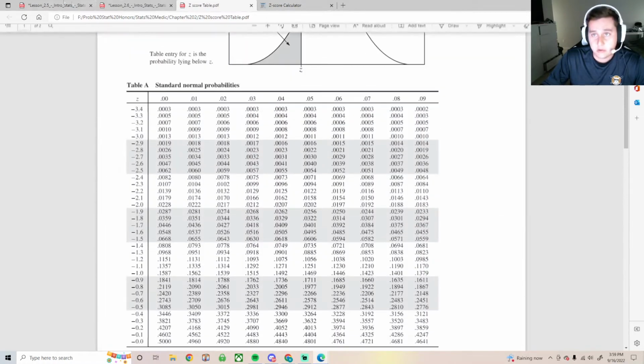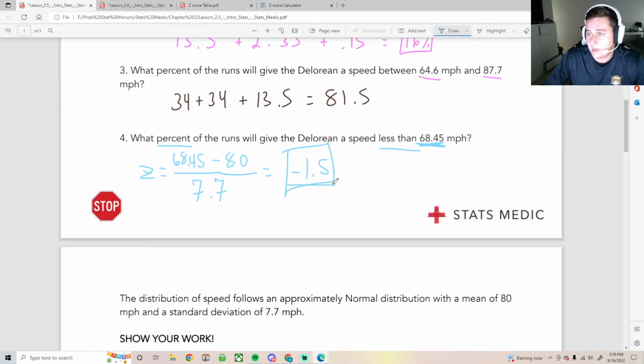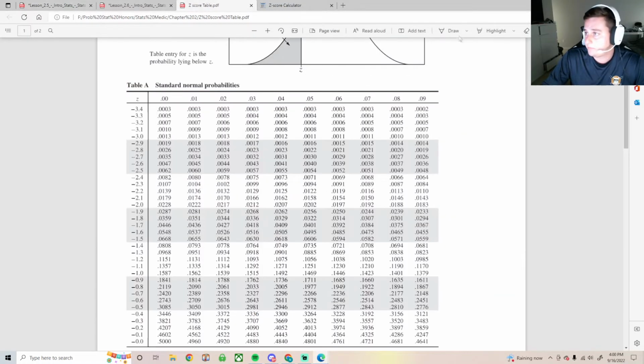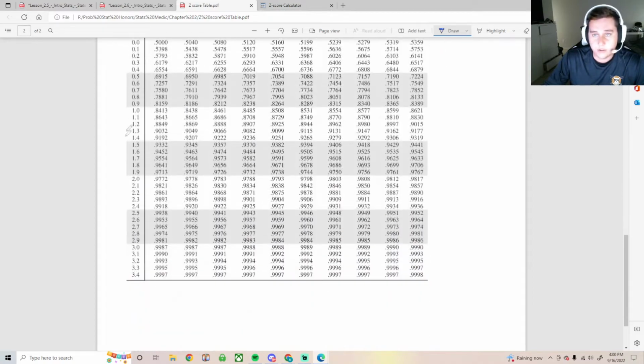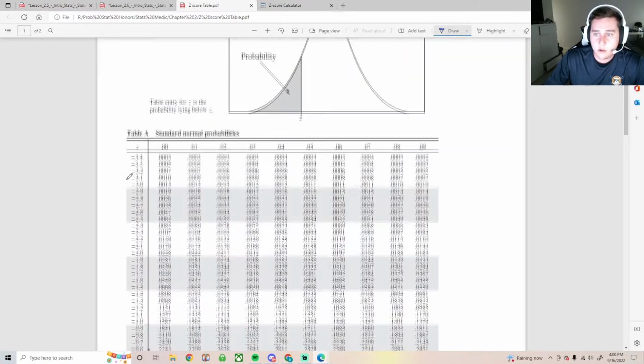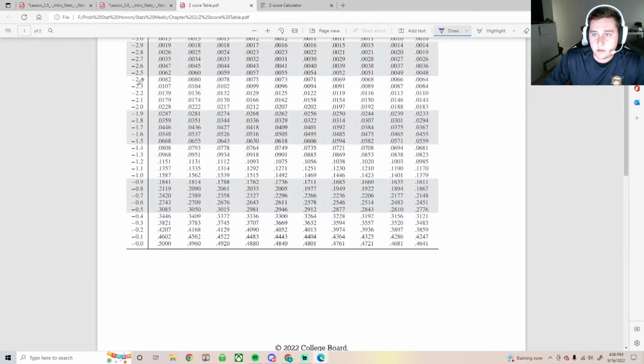So in our case, we have a z-score of negative 1.5. Well, that means we're on this version. See here how all the z's are negative? On the other side, all the z's are positive. So I want to be on the first page, and I'm going to go down the left column until I find negative 1.5, which is right there.